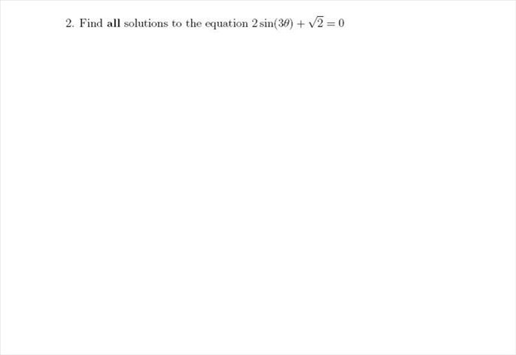In this problem, we're asked to find all solutions to the equation 2 sine of 3 theta plus square root of 2 equals 0. The first thing we should do is isolate the trig function, isolate the sine of 3 theta. To do that, we need to subtract the radical 2 from both sides. So we get 2 sine of 3 theta equals negative radical 2, and then divide both sides by 2. So sine of the angle 3 theta equals negative radical 2 divided by 2.